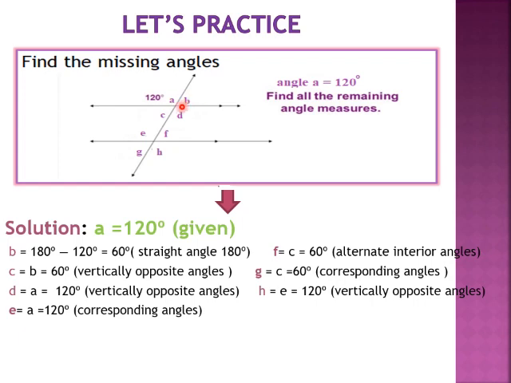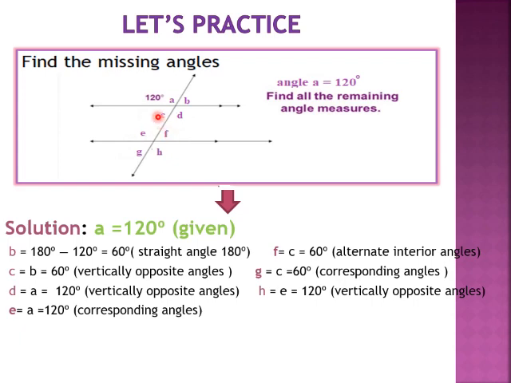C is equal to B, vertically opposite angles. Then C is equal to 60 degrees. D is equal to A, vertically opposite angles in the form of an X shape. Then D is equal to 120 degrees. E is equal to A, corresponding angles. Then E is equal to 120 degrees.